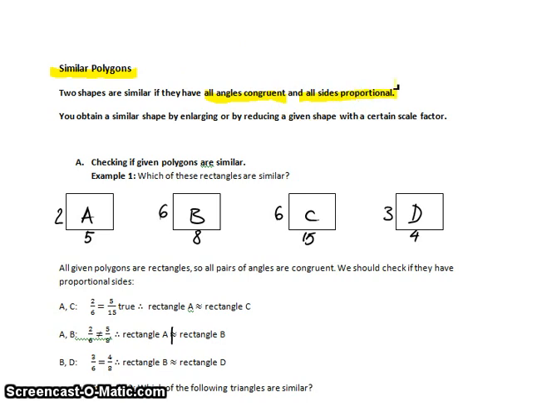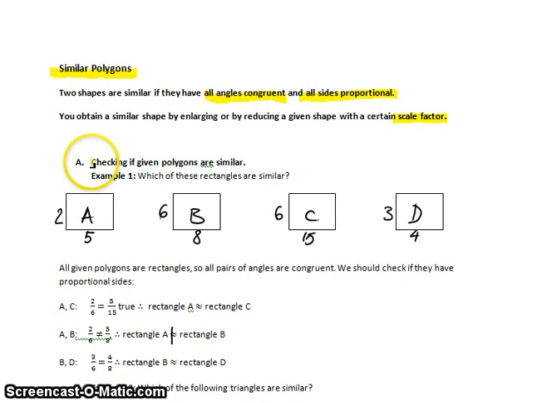There are two conditions that need to be fulfilled in order to prove that two shapes are similar. You obtain a similar shape by enlarging or by reducing a given shape with a certain scale factor. The highlighted words are the keywords of today's class.